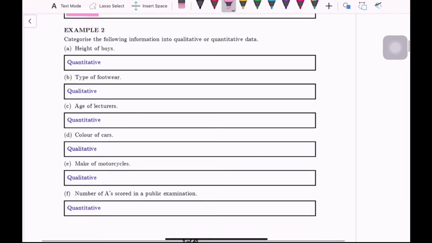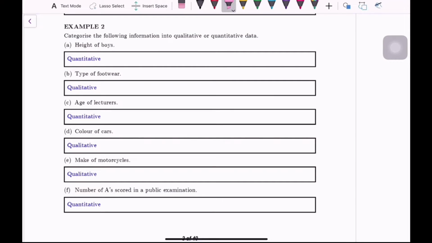Example 2. Categorize the following information into qualitative or quantitative data. The height of the boys is quantitative. The types of footwear is qualitative. The age of lecturers, quantitative. The colors of cars, qualitative. Make of motorcycles, qualitative. And the number of A's scored in public examination is quantitative.